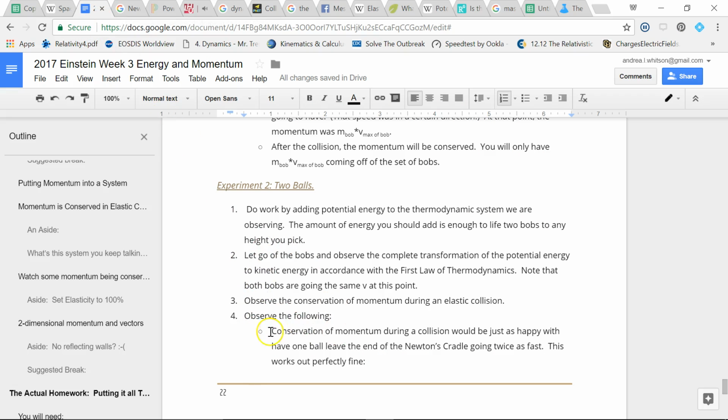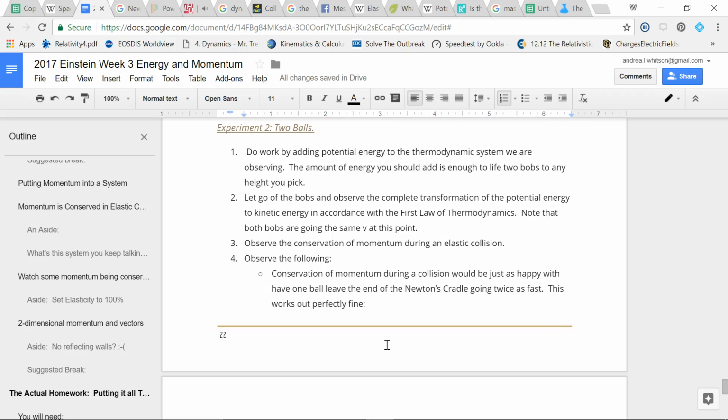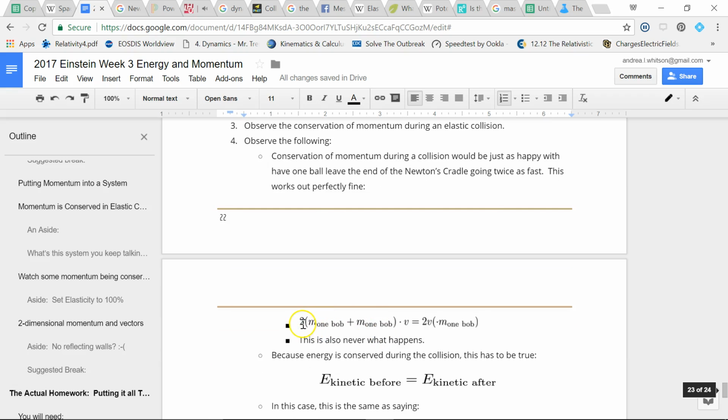Okay, that's all that. Now, observe conservation of momentum would be just as happy with 1 ball leaving Newton's Cradle going twice as fast. That would be perfectly fine, because how you figure out momentum is 2 times the mass of one bob to the mass of the other bob going into it. They both have the same speed when they hit, so this is the momentum going in, and that is perfectly equal to twice the velocity times the mass of one bob. But that's not what happens.